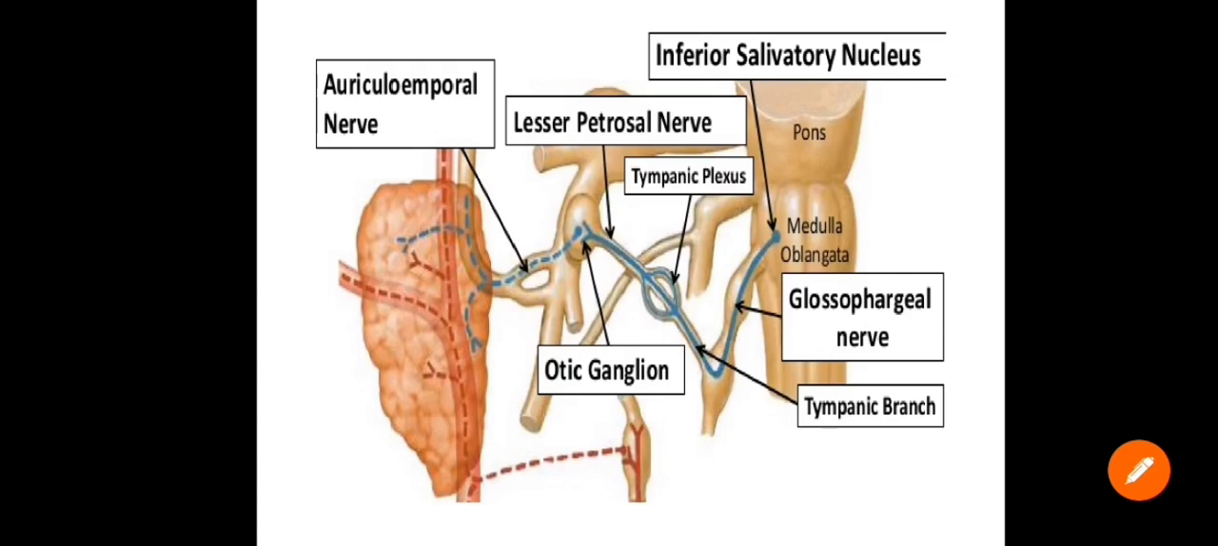So this is just the pictorial representation. I told you the inferior salivatory nucleus is in the medulla, right? So here it is, the inferior salivatory nucleus. From there, who carries? The glossopharyngeal nerve is coming all the way down, and then there is the tympanic branch, and then there's this tympanic plexus, and from there, lesser petrosal nerve will come and relay to the ganglion. And who is the ganglion? It is the otic ganglion. And from the otic ganglion, we have the auriculotemporal nerve carrying the postganglionic fibers and finally supplying the parotid gland.